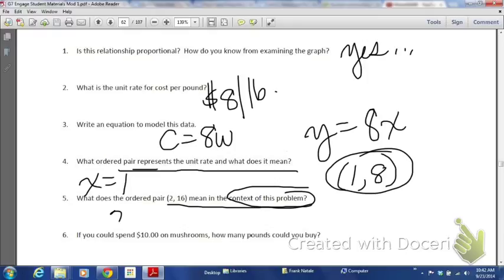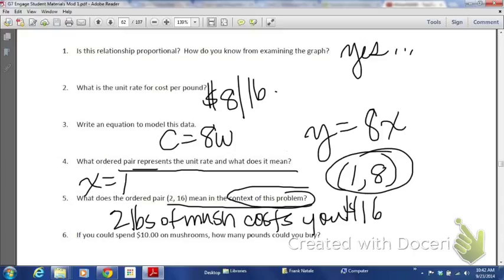Okay, so 2 pounds of mushrooms, let's say called mush, costs you $16. Okay, this means something. So if you could spend $10 on mushrooms, how many pounds could you buy? So if each pound is going to cost you $8, all you're doing is multiplying by 8, okay, for every pound.